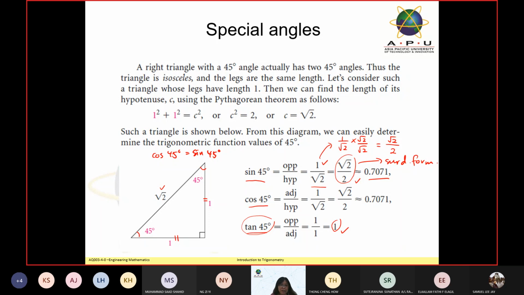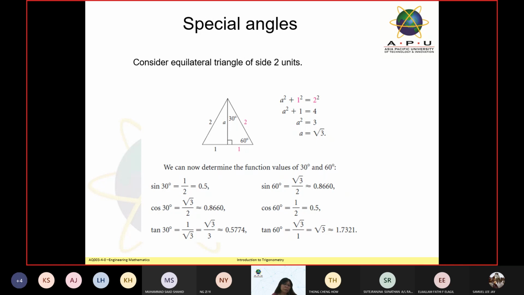So after 45 degree, we move on to the angle for 30 and 60 degree. Now if we refer to a triangle with 3 equal sides, that means all 3 sides are the same. That means total degree is 180, right? Divided by 3, each angle will be 60 degree.